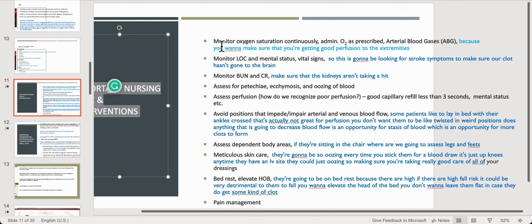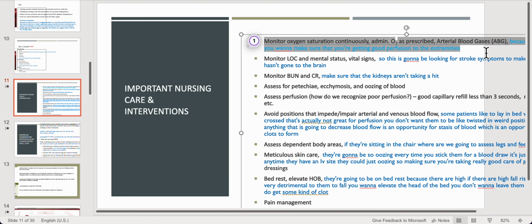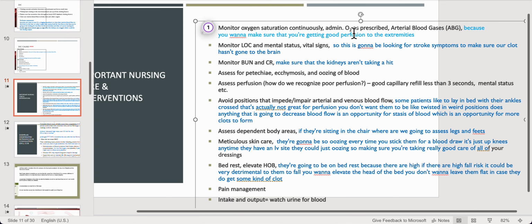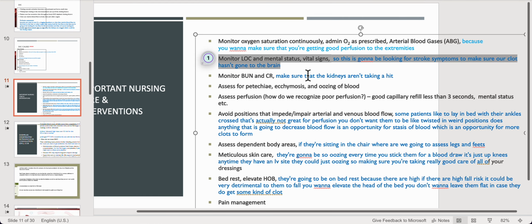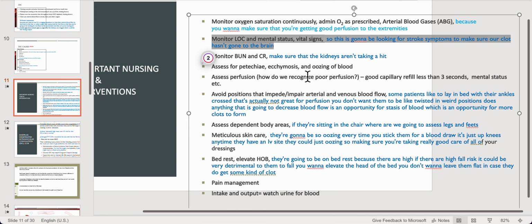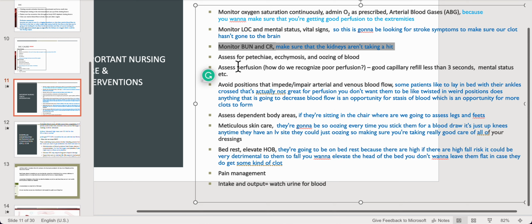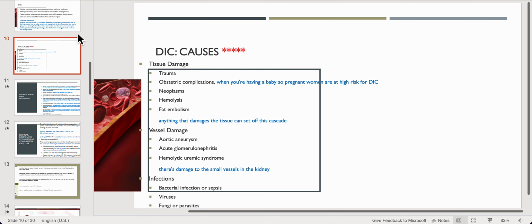Important nursing care and interventions. Monitor oxygen saturation continuously. Administer O2 as prescribed. Arterial blood gases, ABG, because you want to make sure that you're getting good perfusion to the extremities. Monitor LOC and mental status, vital signs, so this is looking for stroke symptoms to make sure a clot hasn't gone to the brain. Monitor BUN and creatinine, make sure that the kidneys aren't taking a hit.